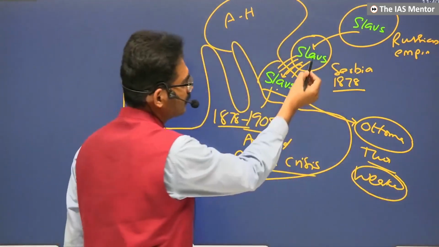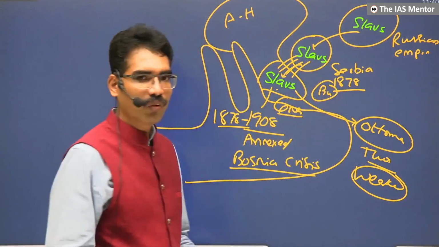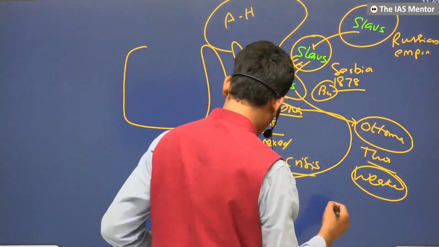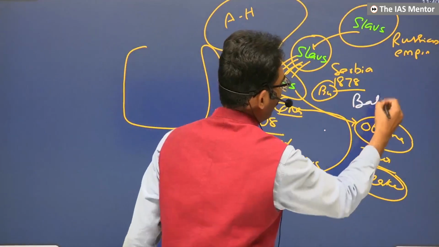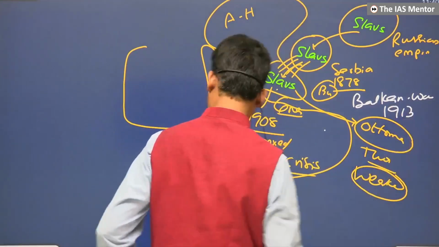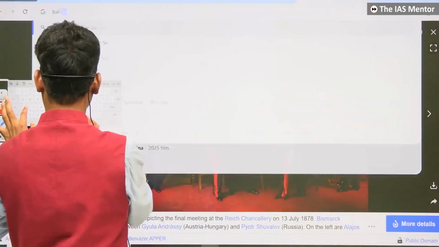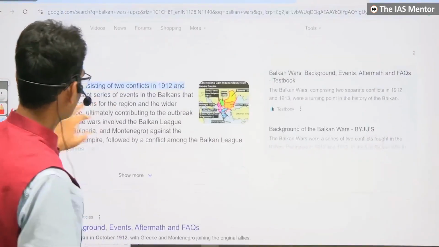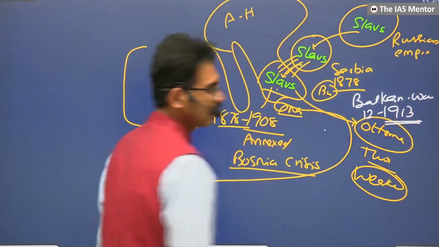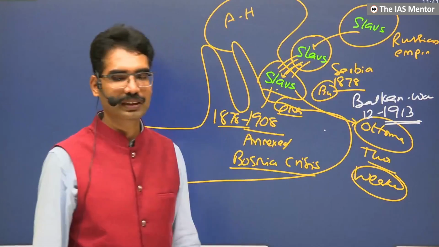It emboldened the Slavs, Serbia, Greeks, Bulgaria. They revolted. They wanted to capture some of the territories of the Ottomans and they declared war. That is known as the Balkan Wars, 1912 and 1913. These Balkan regions thought, now it is the time, let us destroy the Ottomans, let us declare independence.